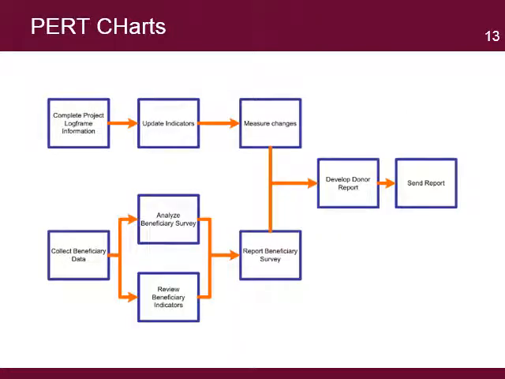PERT charts can be used to describe the interrelationship among the tasks that make up a project. The format is similar to a flowchart. Each box within the chart represents a task. Connecting lines or arrows show the relationship between the tasks. This chart is very helpful in describing the workflow and the interdependencies between the tasks.